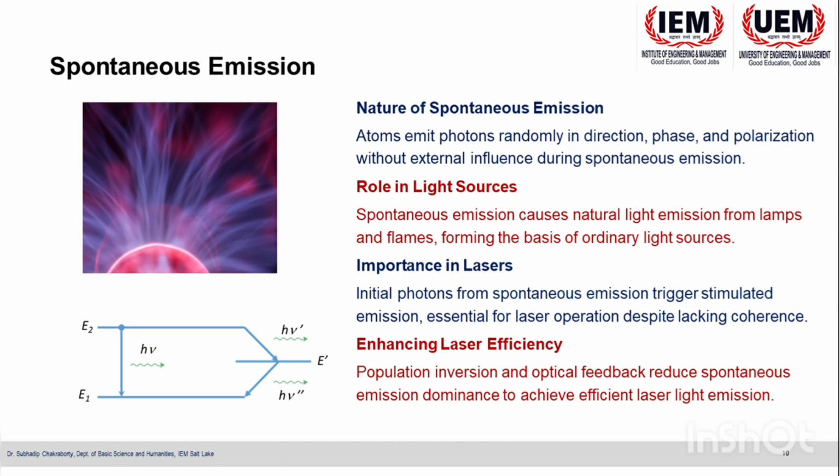Next comes spontaneous emission. In spontaneous emission, excited atoms return to lower energy states naturally, and by this they emit photons randomly in different directions and phases. Ordinary light sources such as lamps mainly operate through spontaneous emission. Since the emitted photons are random, ordinary light is incoherent.